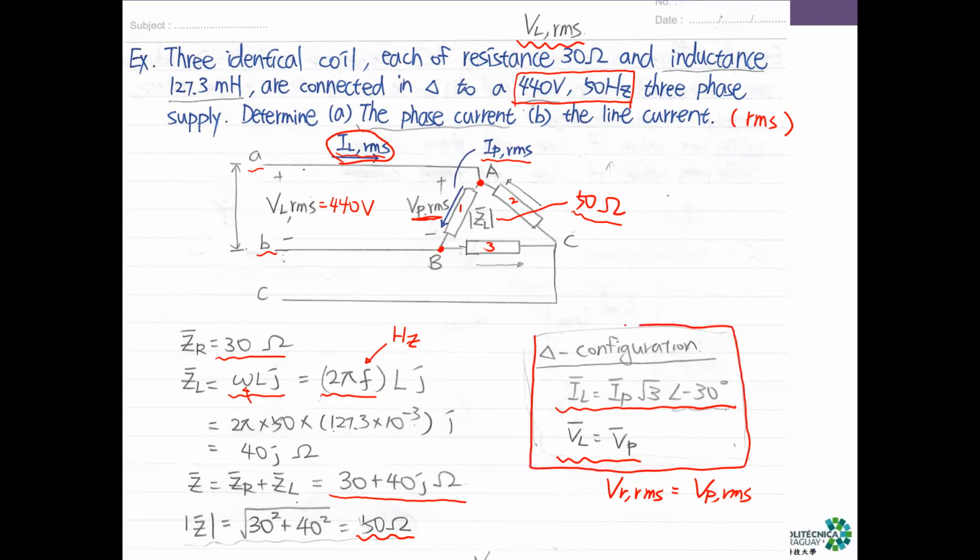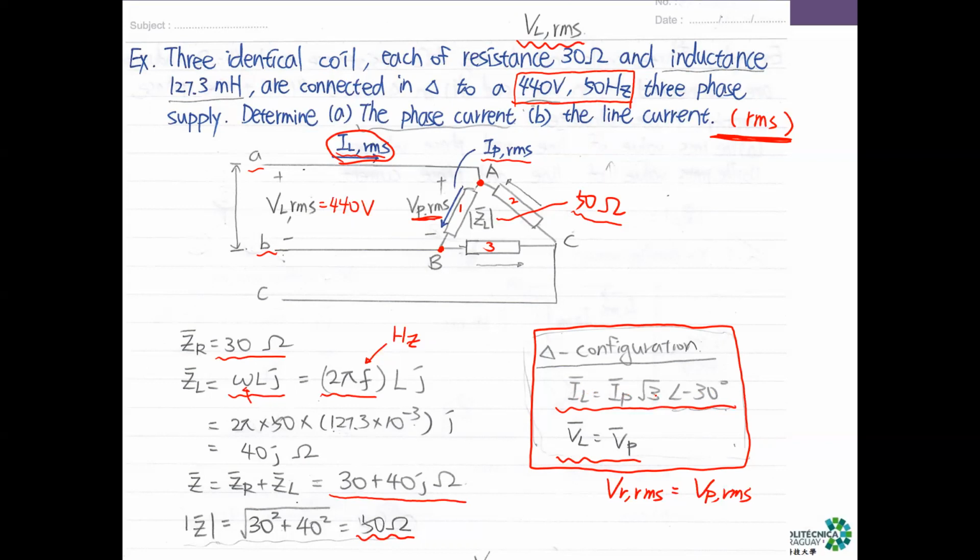I will give you this formula, and we're not going to prove it now because we have proved this last week. And because in this problem, I just asked you to write the answer in RMS, we don't need to look at the phase. So in this case, it means the amplitude of the line current is the amplitude of the phase current multiplied by square root of 3.